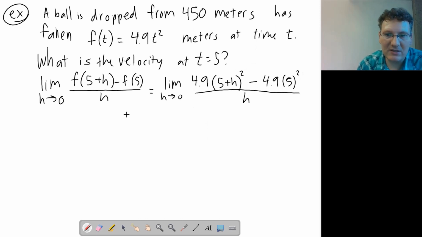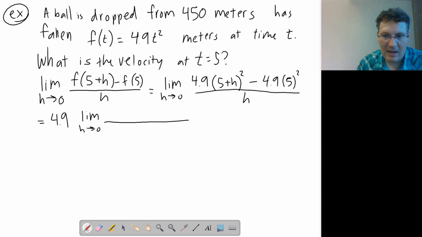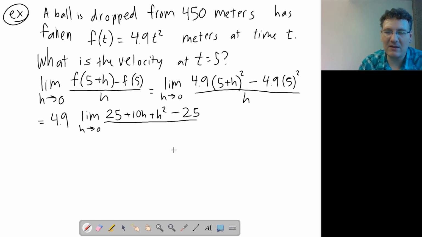Now the 4.9 actually can be factored out, and then I'm going to expand the 5 plus h squared. So we're going to have 25 plus 10h plus h squared minus 25. So now what I've done is I've just squared both of those expressions, and when I do that, I can see that actually these 25s can cancel with each other. 25 minus 25, those are gone.